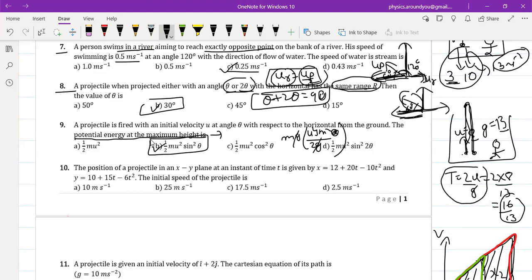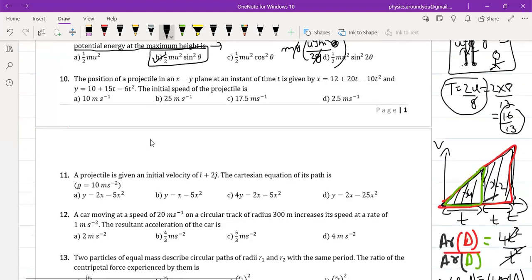Now going to question number 10. X coordinate is given, Y coordinate is given. I want you to find the initial speed of the projectile. I will compare each of the equations with s equals ut plus half at squared. So the coefficient of t is always the initial speed.